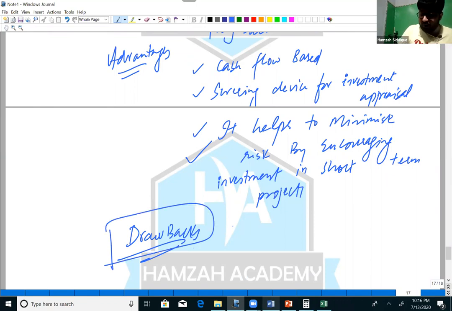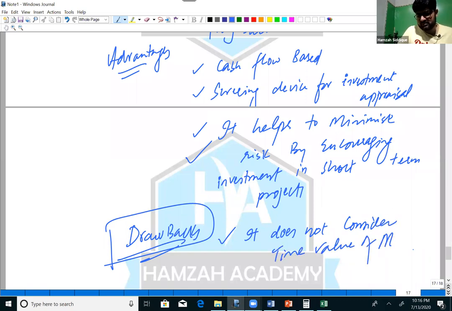Student, the first drawback is that it does not consider time value of money. It ignores time value of money. It is considering cash flow as having the same value every year.